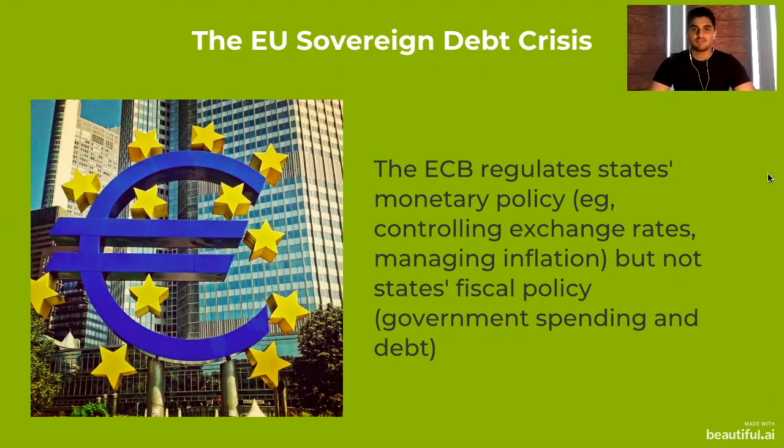So the ECB, the European Central Bank, which I spoke about before, regulates states' monetary policy, right? So it will control their exchange rates, it will manage inflation, make sure products don't go sky high in price. But it won't manage states' fiscal policy. That is, it can't tell governments how to spend money, and it can't tell governments to not spend or to not go into debt. So what this does is it creates a divide where the ECB regulates one thing and it doesn't regulate the other.